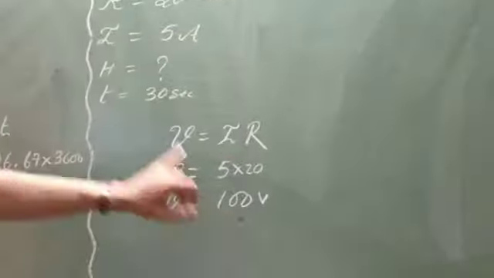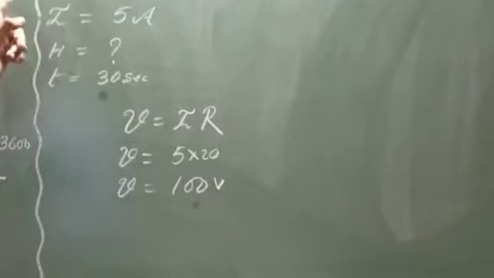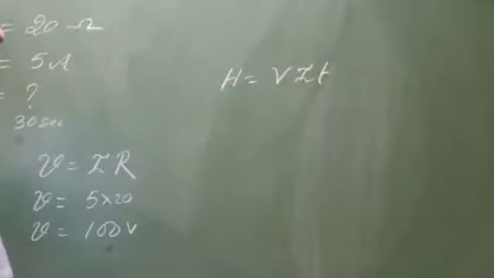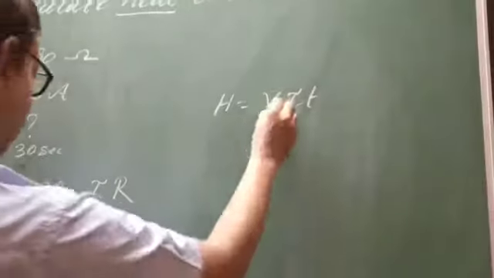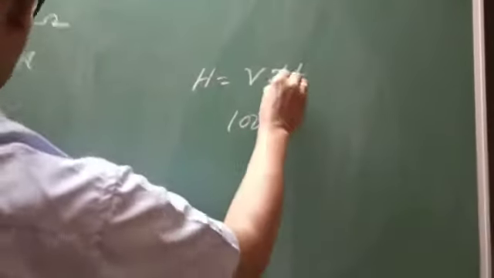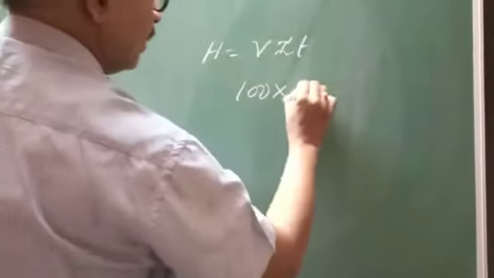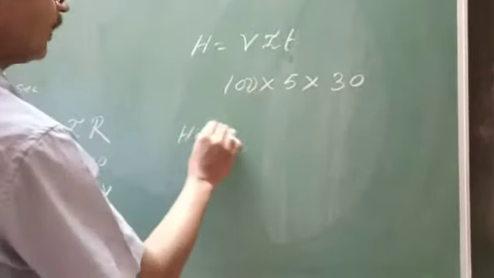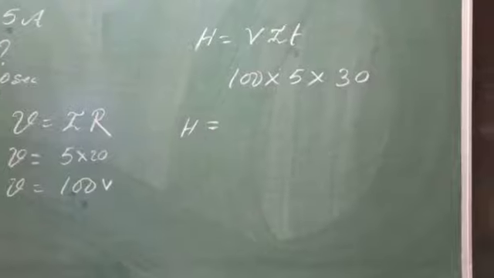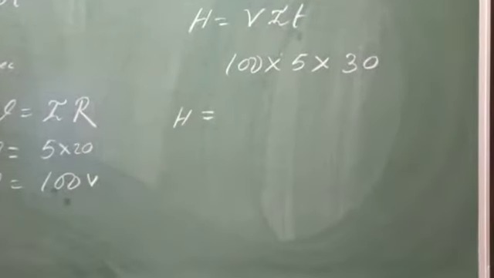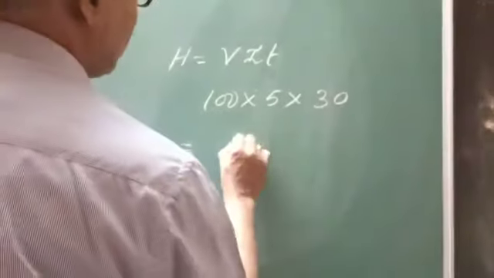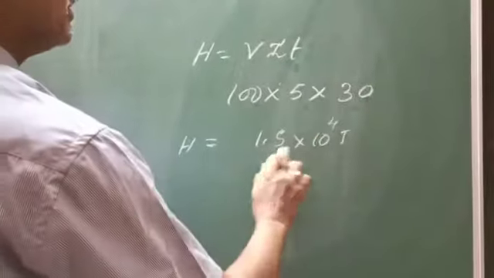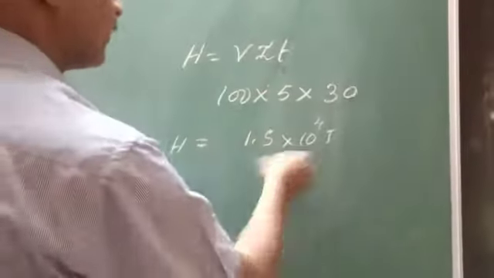Now V we got, T is also there, and I is also there. So which formula do we have to use? H is equal to V into I into T. So V is 100, into I which is 5, into time which is 30 seconds. On multiplying, we get the answer 1.5 into 10 to the power of 4 joules. So this is the answer for this.